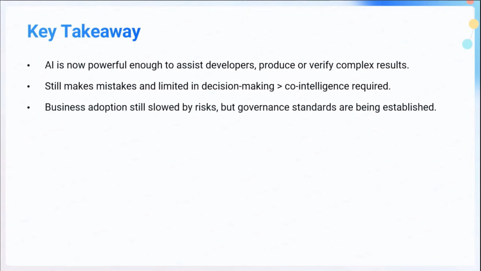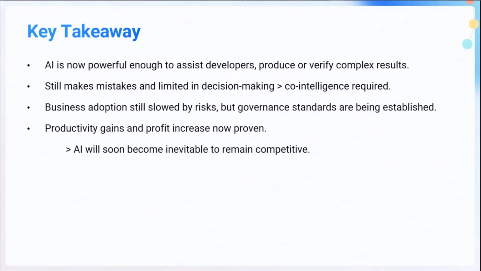The adoption of AI in business has already begun, but it's currently being held back by risk. But standards and governance are being put in place to manage this risk. So companies must now define their AI governance rules, and suppliers must comply with them or be prepared to comply with the emerging standards. Benefits and productivity gains are now proven for businesses. So companies will inevitably have to adopt AI to remain competitive, and the first companies to do so will gain an advantage over their competitors.